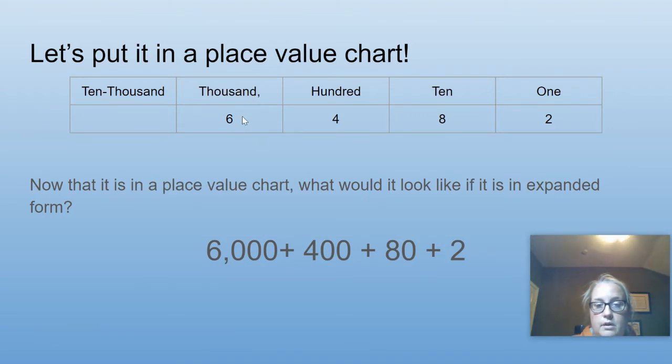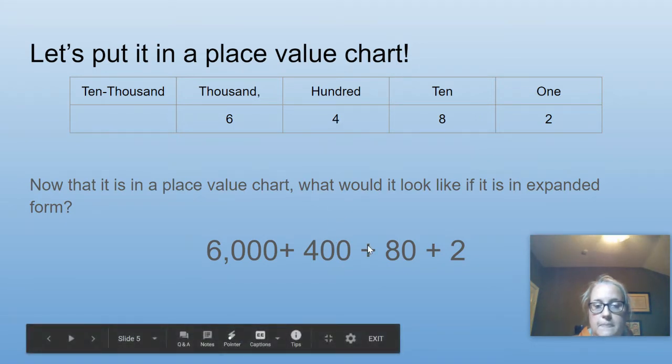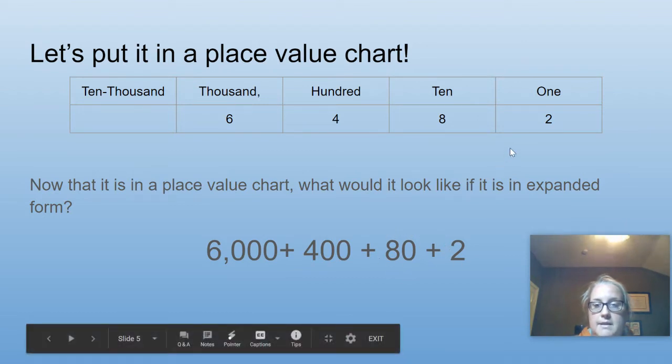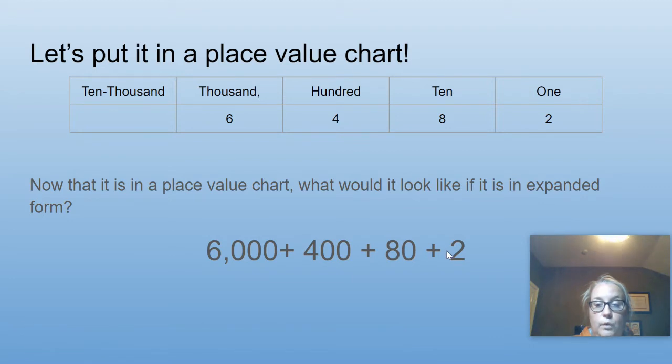So if I was to put all 6,000s together, it would equal 6,000. I'm going to add that with my hundreds. So I have 400. So if I had 400s, I actually have 400 plus 8 tens. Well, if I count by tens 8 times, 10, 20, 30, 40, 50, 60, 70, 80, I'm going to get 80 plus 2 ones. So if I have 2 ones and I put them together, I get my 2. So that's what it would look like as an expanded form.